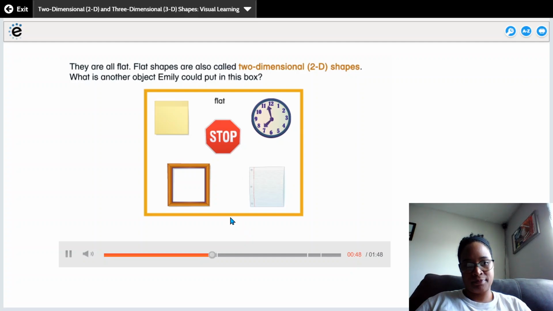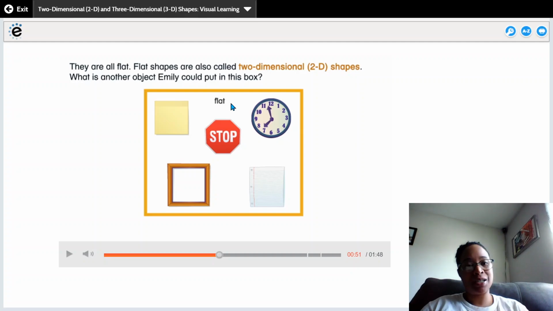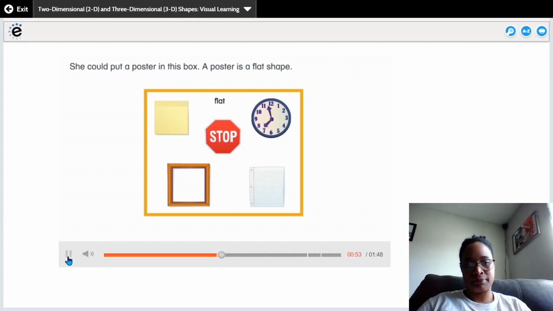What is another object Emily could put in this box? So we're learning about our two-dimensional shapes, which are our flat shapes, and flat shapes are the shapes that we can only see one side. She could put a poster in this box. A poster is a flat shape.